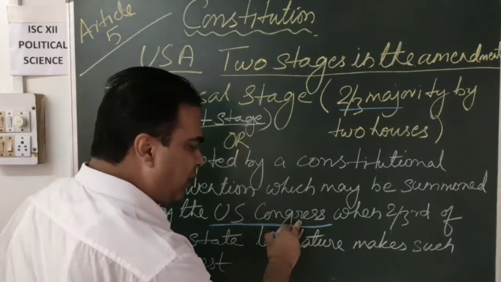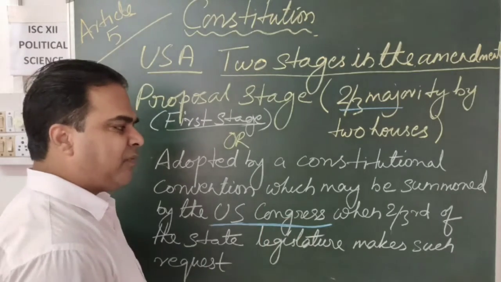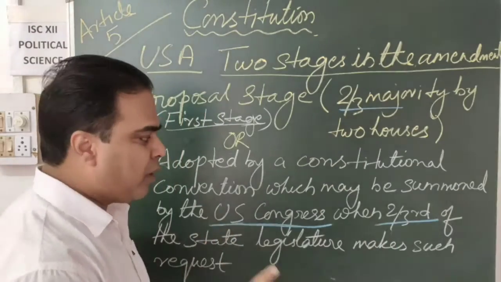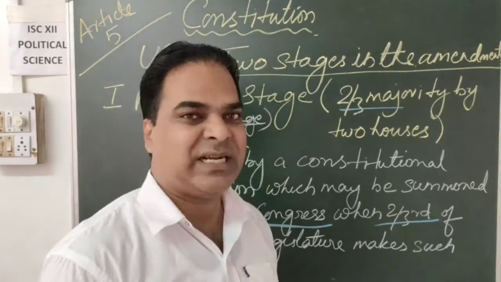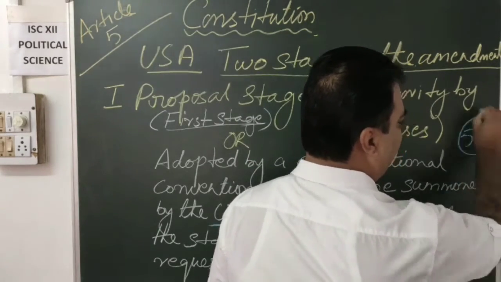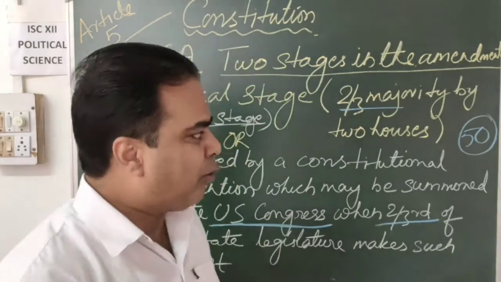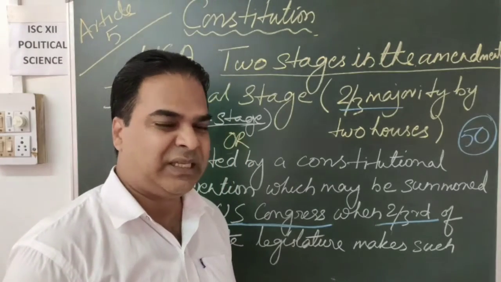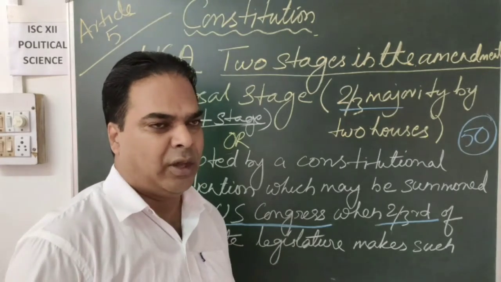So when does the US Congress summon the convention? Only when two-third of the state legislatures request it. Listen to me properly. How many states are there in the USA? 50 states are there. So out of 50, it is not necessary that all 50 have to request the convention.